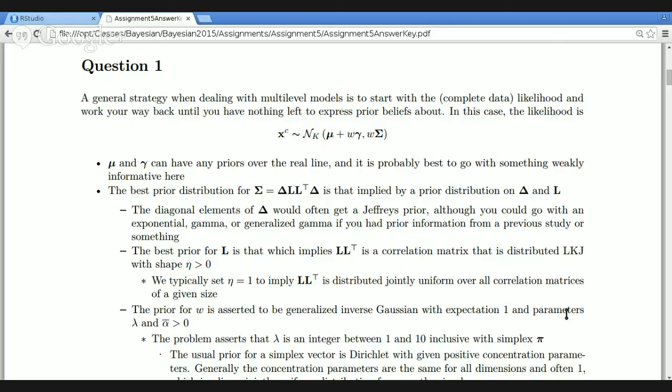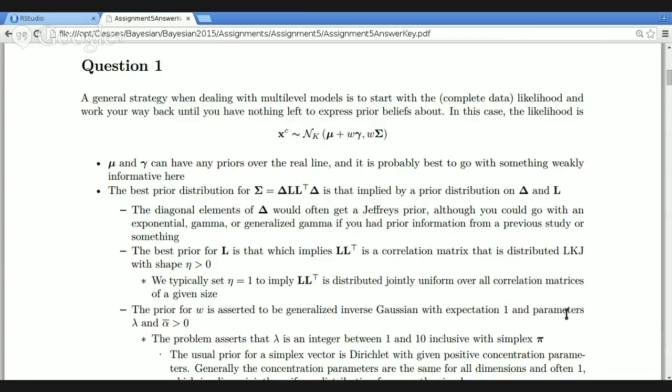So that basically closes off that branch of the logic dealing with the covariance matrix of the complete data. So that closes off the part about sigma. The prior for W, in this case, is asserted to be a generalized inverse Gaussian distribution.